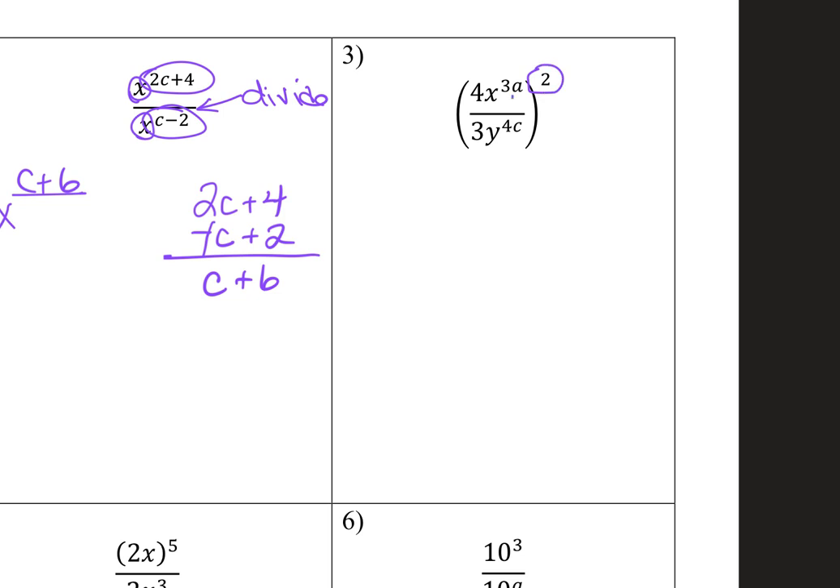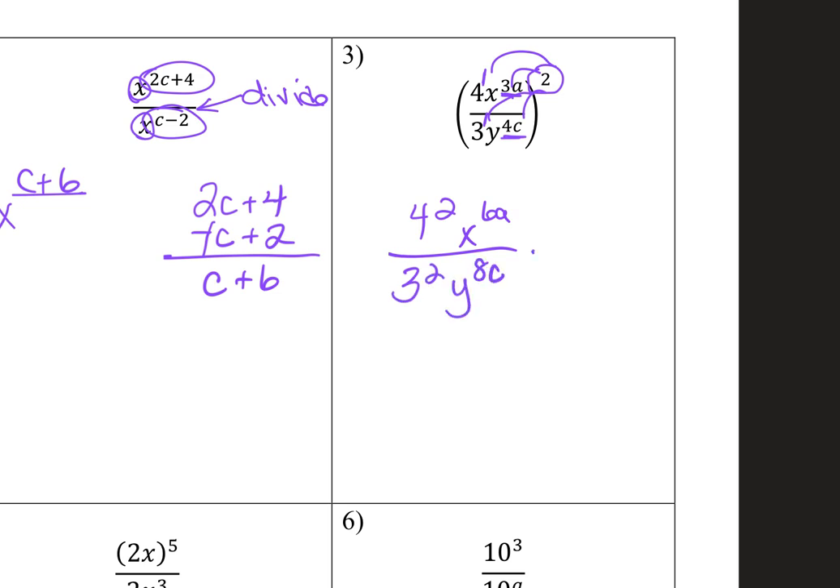So you have to figure out what the exponents are. 3a is an exponent, 4c is an exponent. 4 doesn't have one, so I give it 1. 3 doesn't have one, so I give it 1. And then remember, I multiply every exponent by that 2. So it's 4 squared, x to the 6a, and 3 squared, y to the 8c.